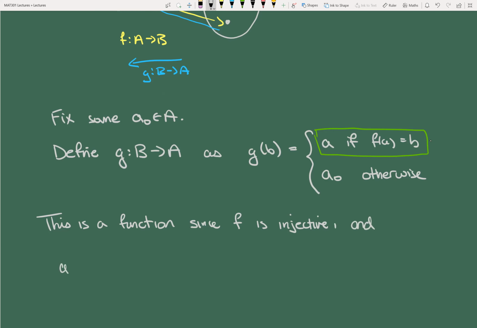And definitely we're going to have G of F of A is equal to A, right? Because the input to G says just send it back where it came from. And that gives it, we're done.